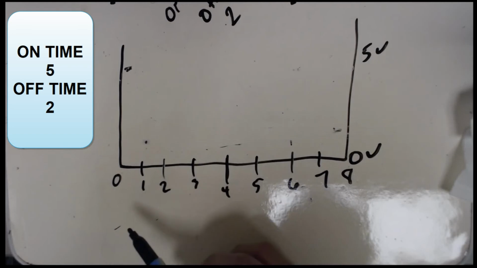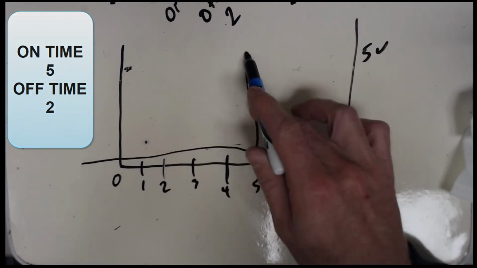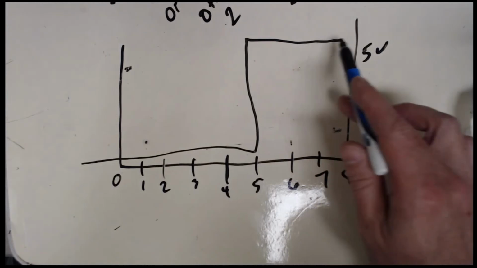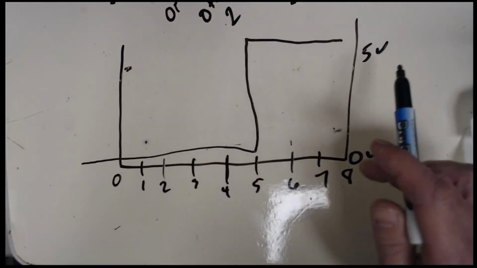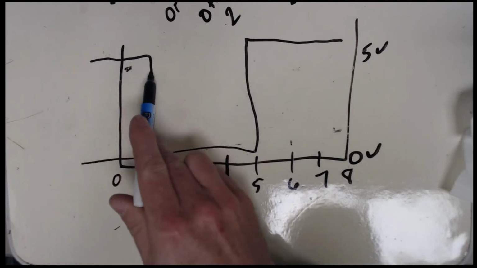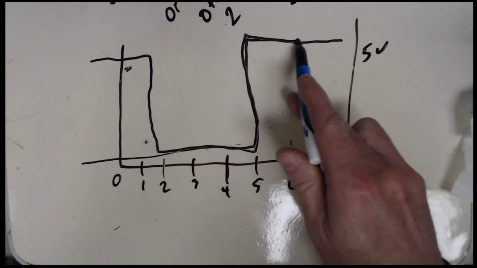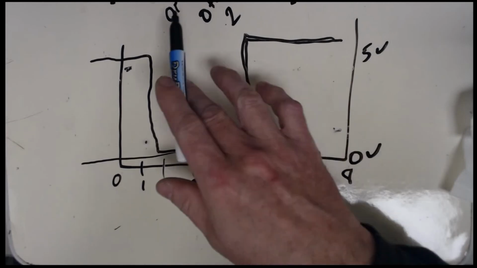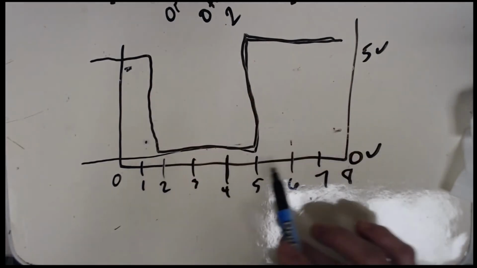So when you would start your circuit, it would be off. When it hits 5, it would go on. And then you have to think that this section here is just going to be repeated over and over and over. So when it comes back in and it hits 2, it's going to go off. And then when it hits 5, it's going to go back on. So your on time and your off time can be any number in here.